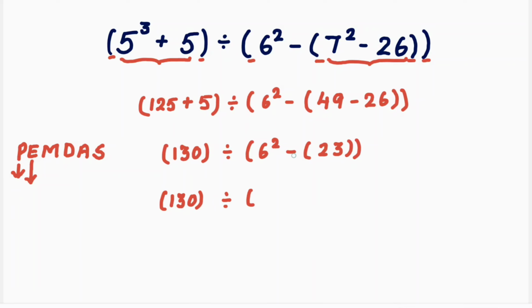And between 6 square and subtraction, solve 6 square first. 36 minus 23 gives 13. 130 division 13 gives 10.